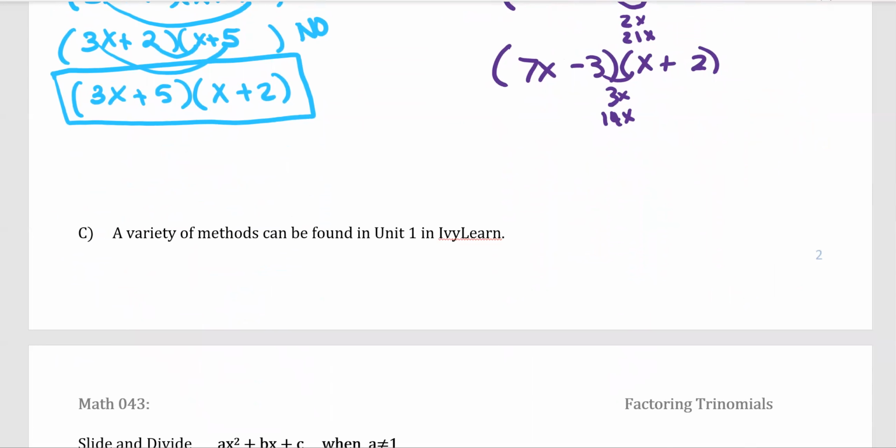There are a variety of methods that can be found in Unit 1 of Ivy Learn. I will also mention that in Ivy Learn, there is a Word document on how to use the TI-30 XS Multiview calculator to find the factors. So if we need the factors of 100, look in Unit 1 in Ivy Learn for the Word document on how to use your calculator to find factors.